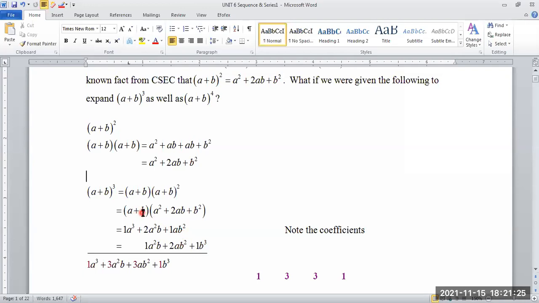Finished with the a's, I'm going to start with the b's. B times a squared is going to be a squared b. B times 2ab is going to be 2ab squared, right here. And b times b squared is going to be b cubed.